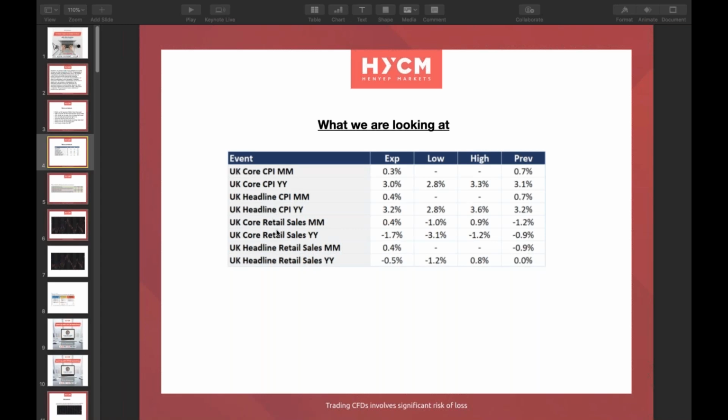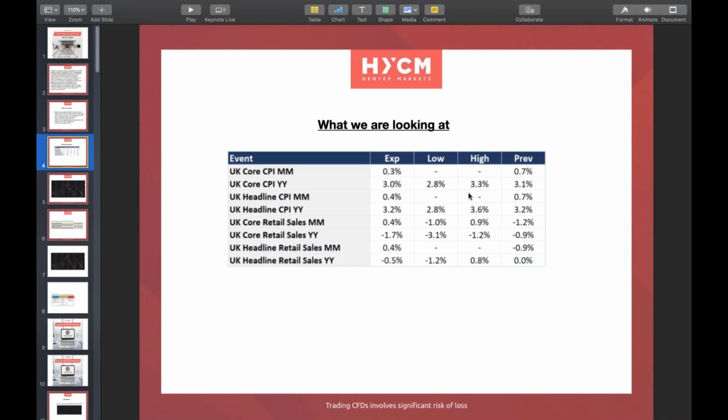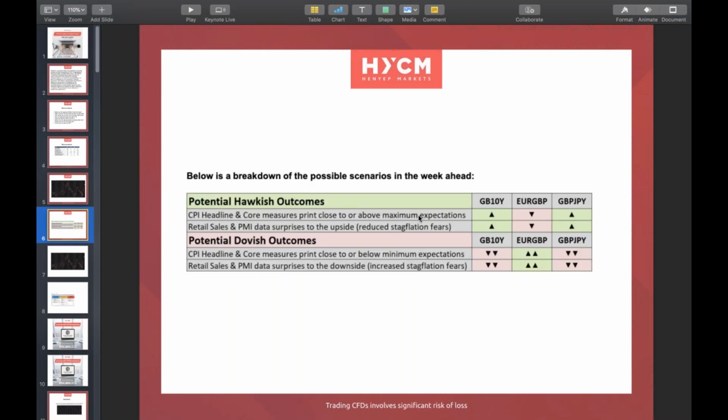So we've got retail sales coming up, but the main event is the core CPI. Now, you can see here CPI is expected to come in at 3%. Now, if it comes in above 3.3%, here's what we'd expect. So if it comes in above 3.3%, close to above max, we expect more upside in the pound yen, upside, euro pound weakness. If the retail sales and PMI data surprise to the upside, reduce stagflation fears, then that's more pound upside, euro pound downside.